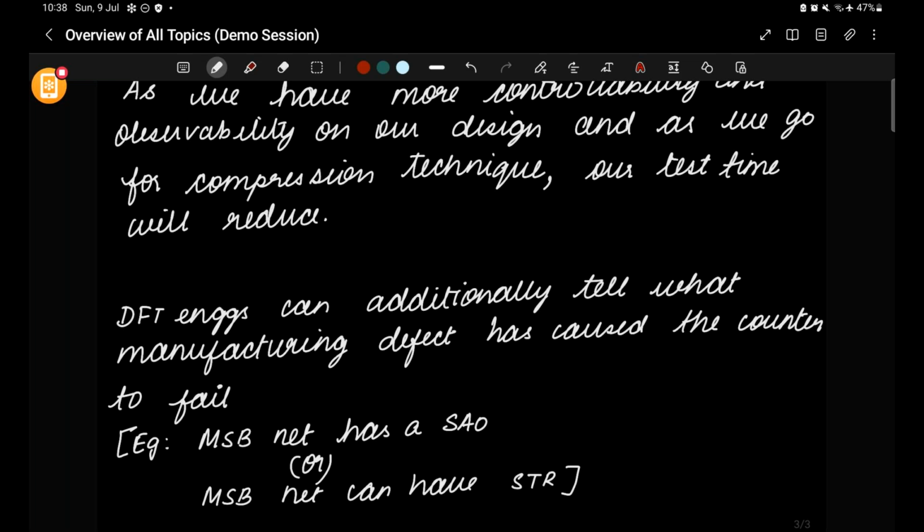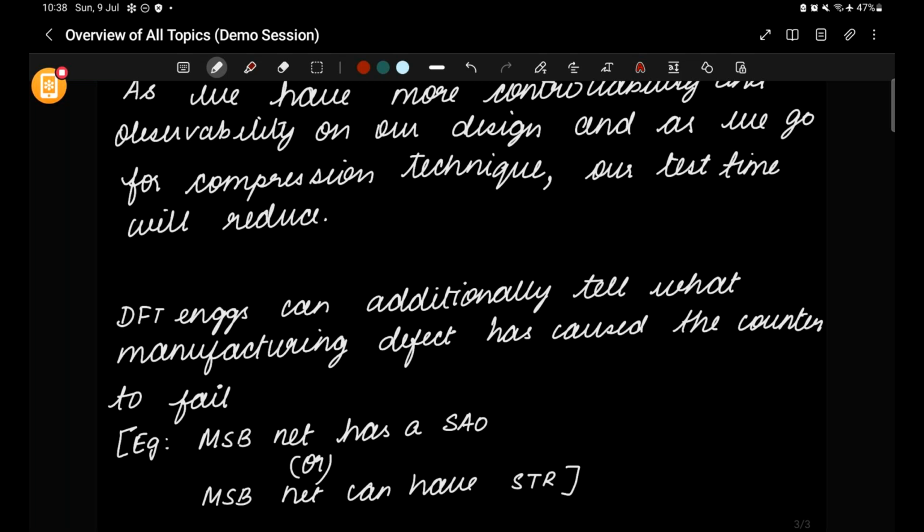This is the same answer. They can ask the difference between functional verification engineer and DFT engineer, or they can even ask, we are having a functional verification team in order to test the chip, then why do we need a DFT team? So this is the same answer we need to give for both questions. So this is the first question.